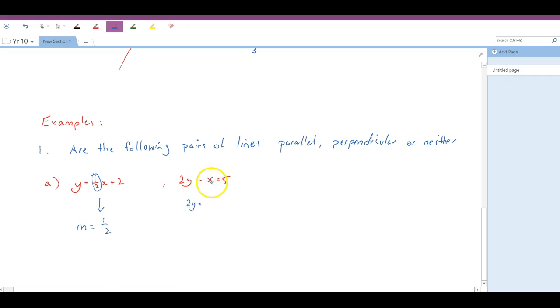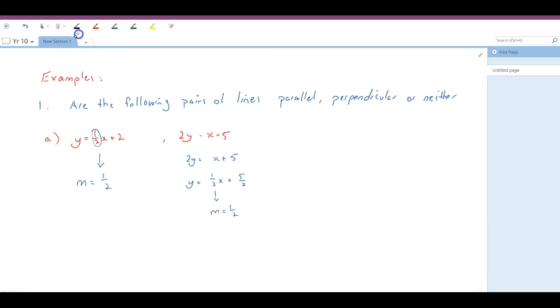2y equals, the minus x comes over the right-hand side, becomes plus x. x plus 5. Now I'm going to divide by 2, aren't I? Because I've got 2y. And in doing so, I take each term and divide by 2. In this case, just a half x. Divide x by 2 and 5 over 2. So my gradient is a half. So these two lines have the same gradient, so therefore they're parallel.